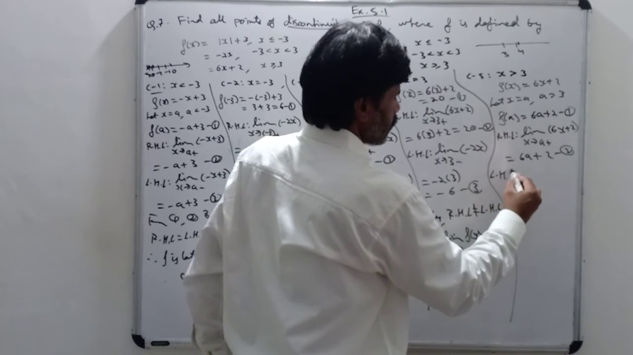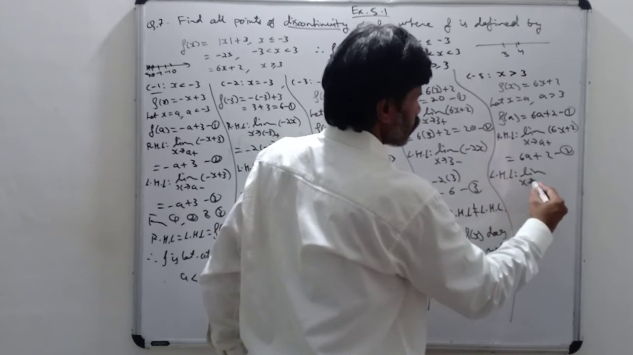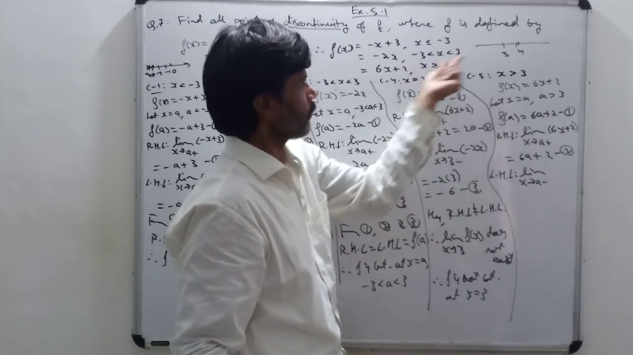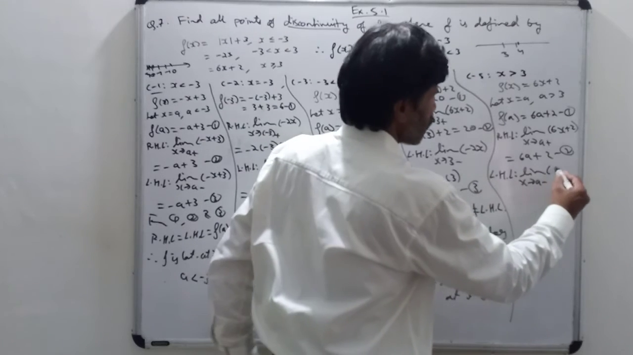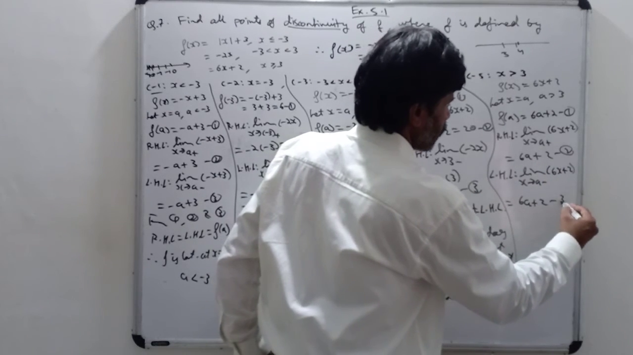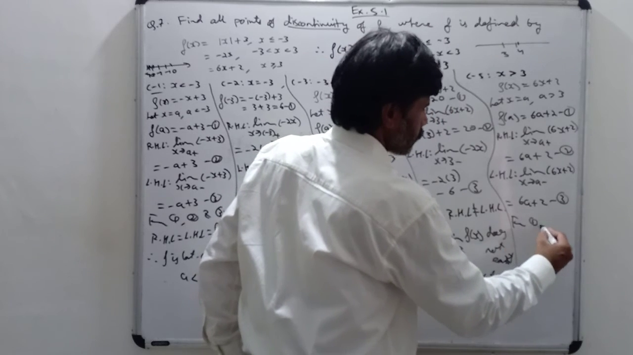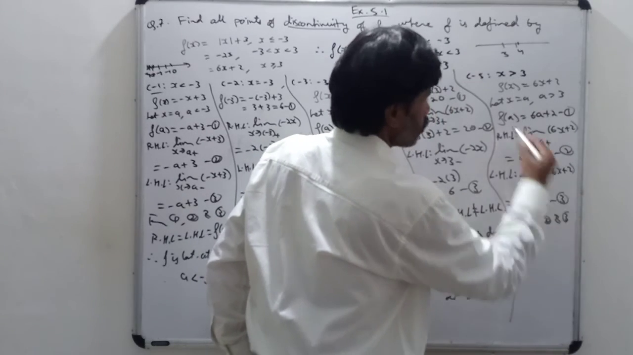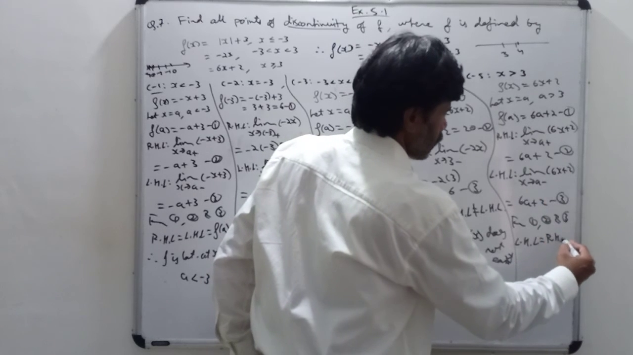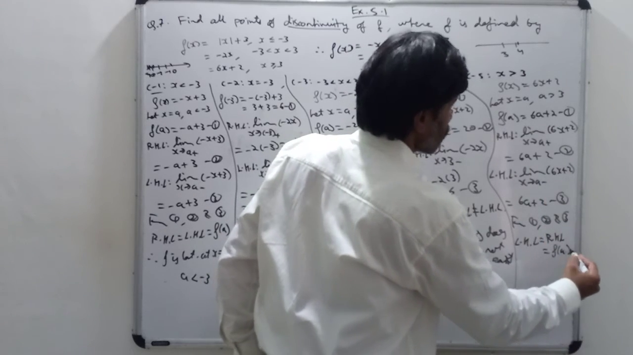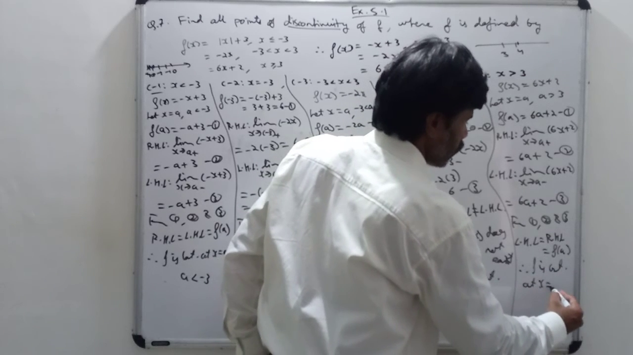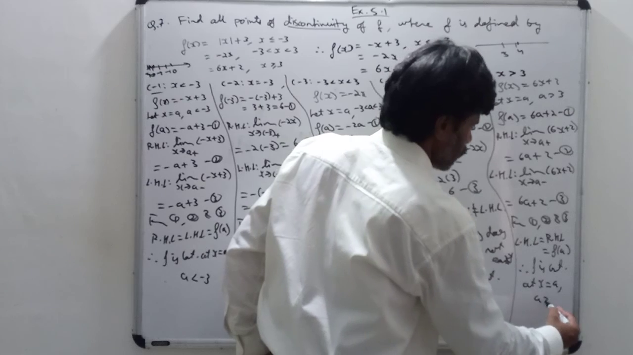Now LHL, limit x tends to a minus. a minus means 4 minus. 4 minus means 3.99. 3.99 is again greater than 3, so the function is the same, 6x + 2. Apply the limit, 6a + 2. This is number 3. So from 1, 2 and 3, what we understood: LHL is equal to RHL is equal to the value of the function. Therefore the function is continuous at x = a, where a is greater than 3.